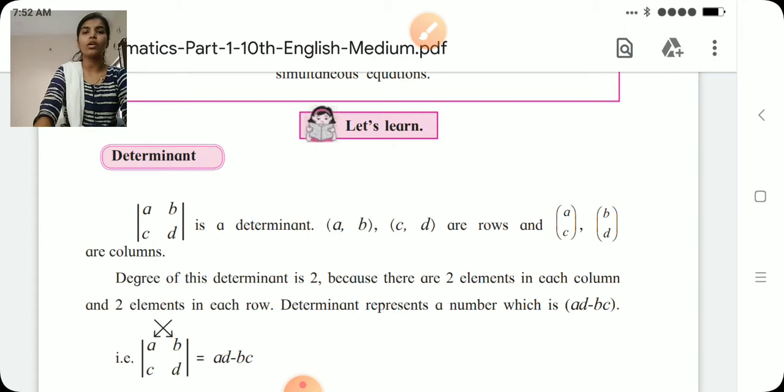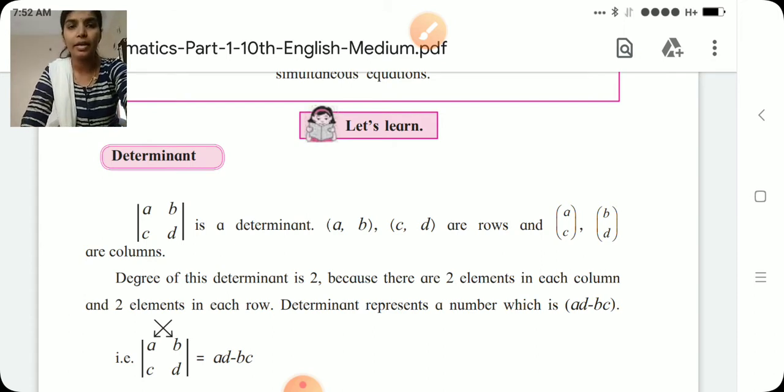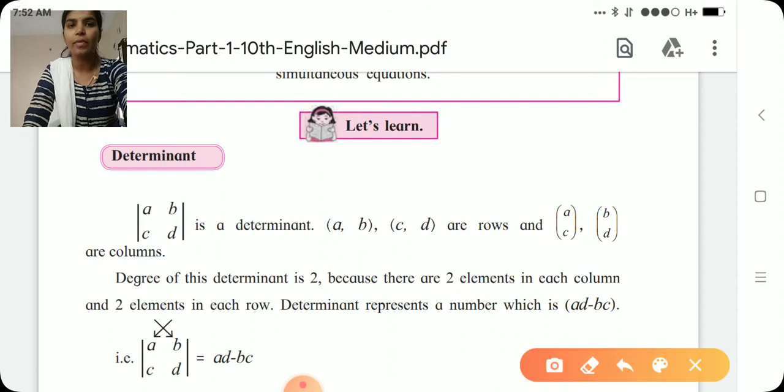Then we want to solve the determinant, or find the number by which the determinant is represented. You want to cross multiply the elements. So how is it? AD minus BC. The answer of the determinant is AD minus BC. You just cross multiply and solve it.